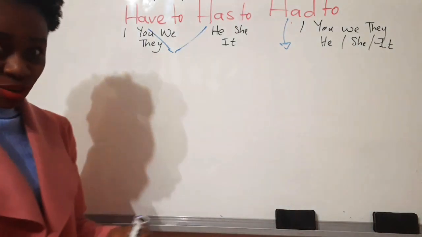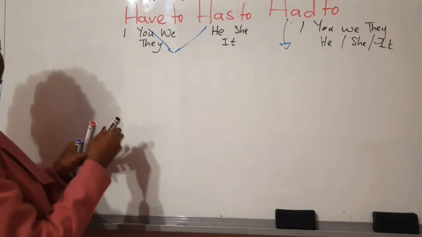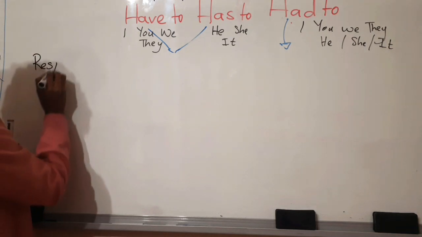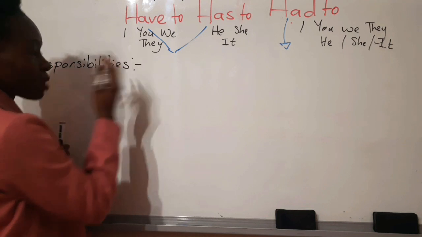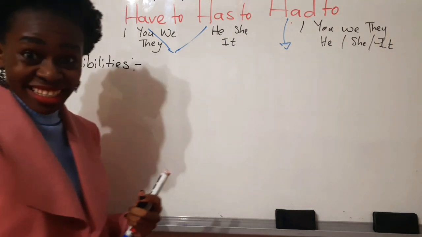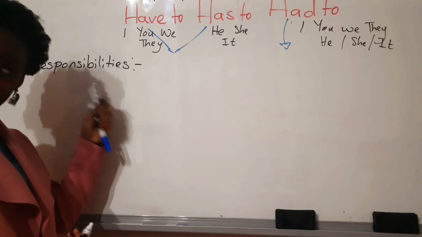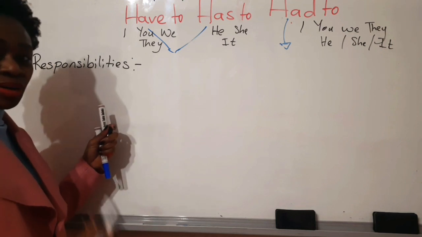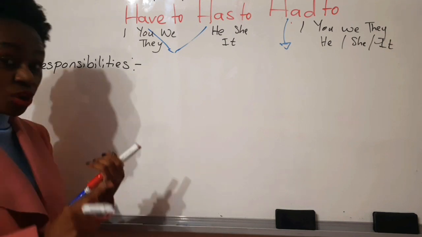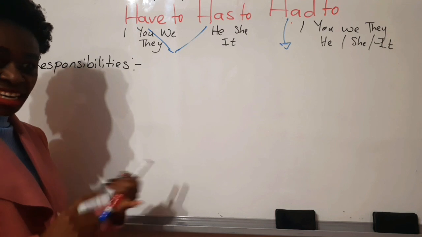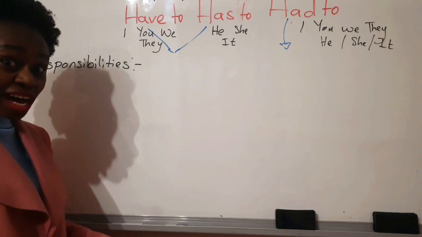So number one, we use this to talk about responsibilities. What is the meaning of responsibilities? Responsibilities in Turkish, sorumluluklar. So we talk about things we have to do, our responsibilities, for example, at work, our responsibilities around the house, for example, in your house, in your home, what do you have to do?